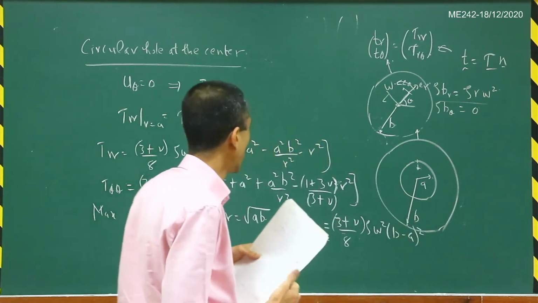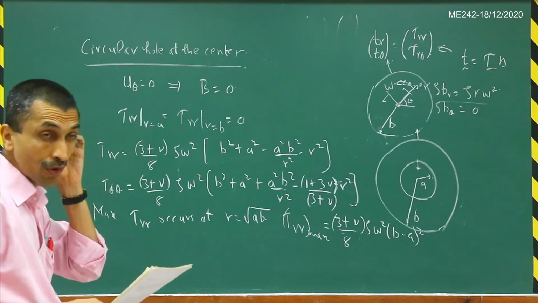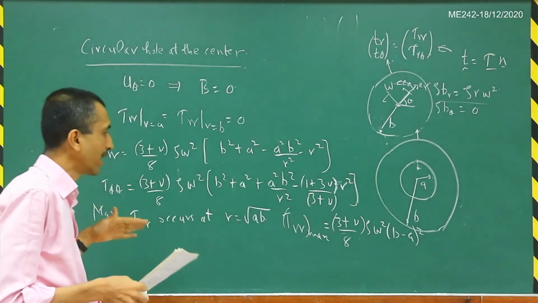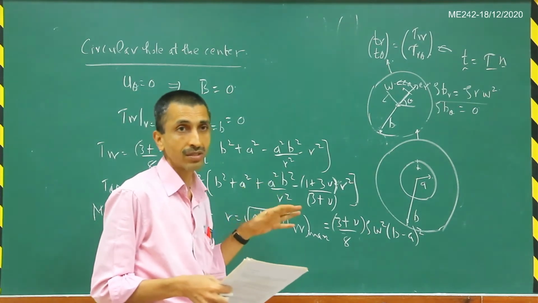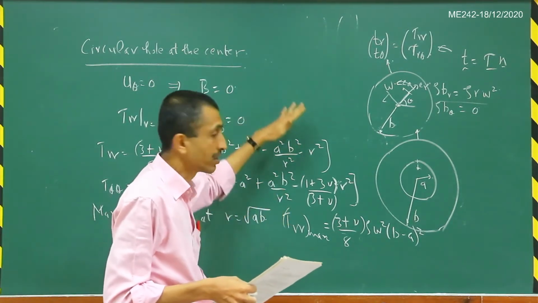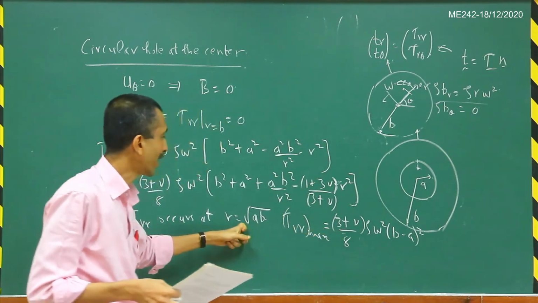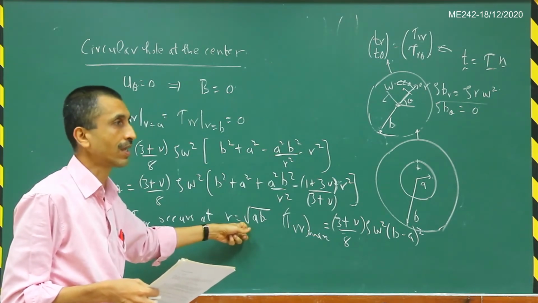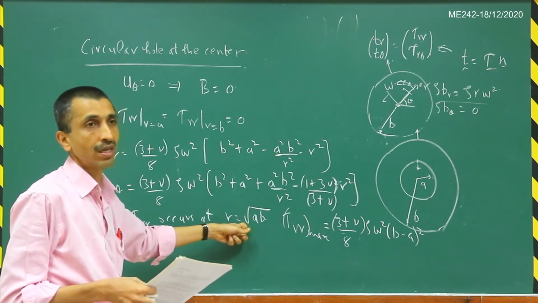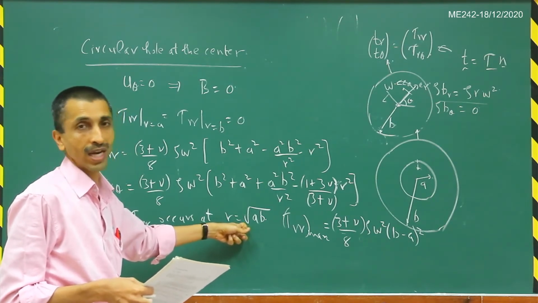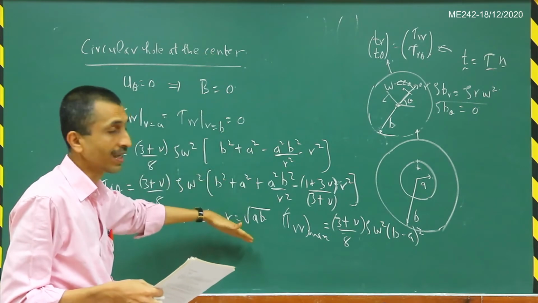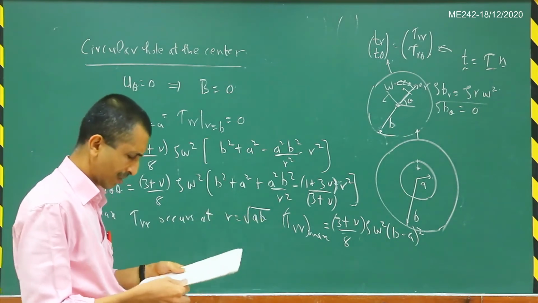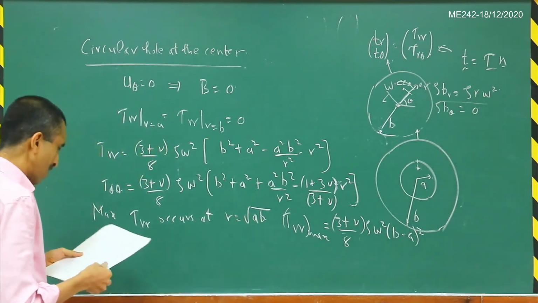You can see from these results that things are not at all intuitive, correct? We cannot predict where the maximum stress will occur unless we do this detailed mathematical analysis. The value at which the maximum tau r occurs is not at all intuitive. Intuition cannot tell us that the maximum radial stress is going to occur at r equal to root ab. So we have to go through a very detailed mathematical analysis in order to predict where the maximum stress is occurring here.